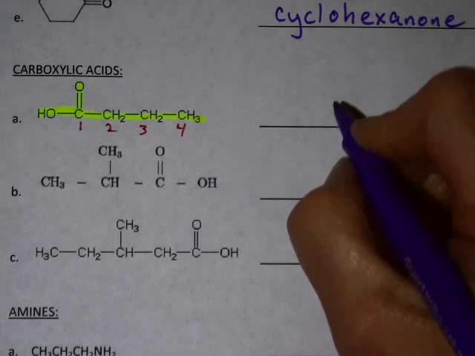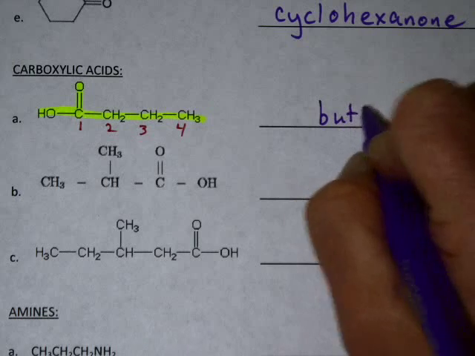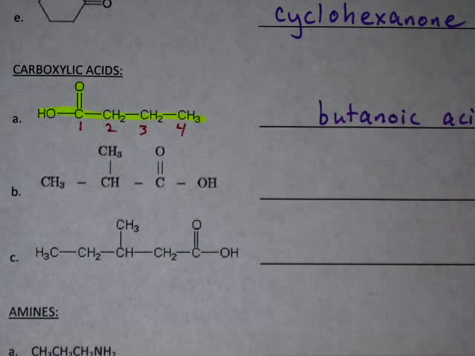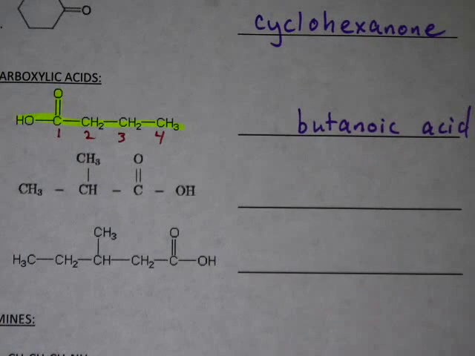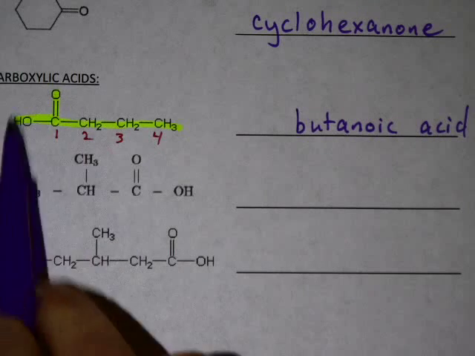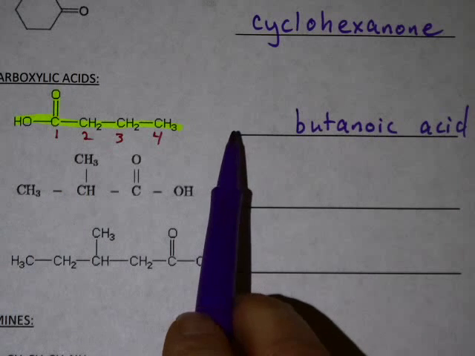4, of course, is but. The ending for carboxylic acid looks like this: butanoic acid. Oic acid is the ending. Nothing is attached, so we don't have anything out front.